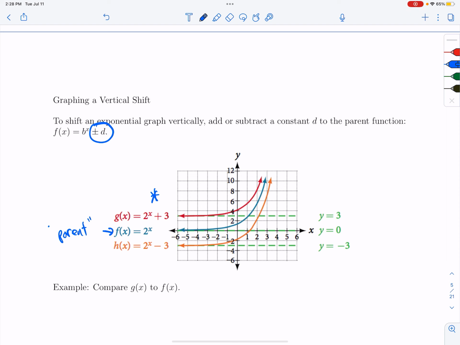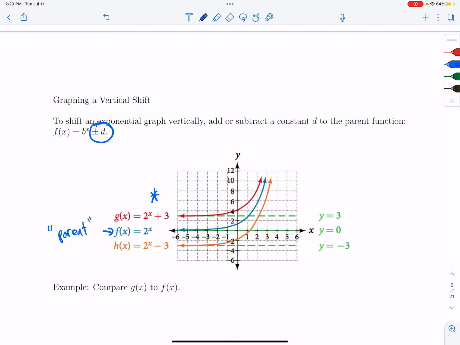And I'm putting it in quotes because there's not only one parent function. The parent function is any b value raised to the x. So the parent function here is 2 raised to the x. So if I add 3 to that, that's just going to shift the graph up, and that's how I get g of x. And then if I subtract 3, that's going to shift the graph 3 units down.